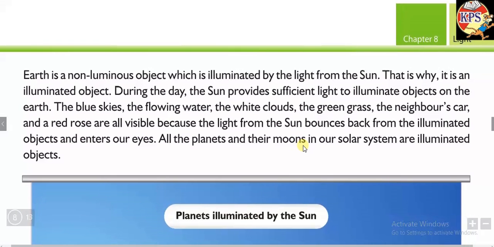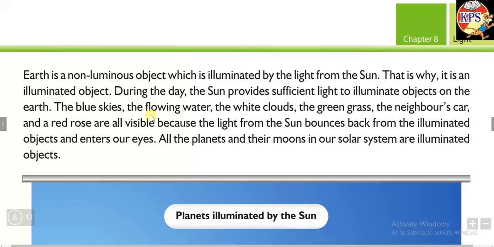Earth is a non-luminous object which is illuminated by the light from the sun. The second thing is that earth is not a luminous object. We can see the things around us because of the light of the sun. That is why it is an illuminated object. During the day, the sun provides sufficient light to the illuminated objects on the earth.